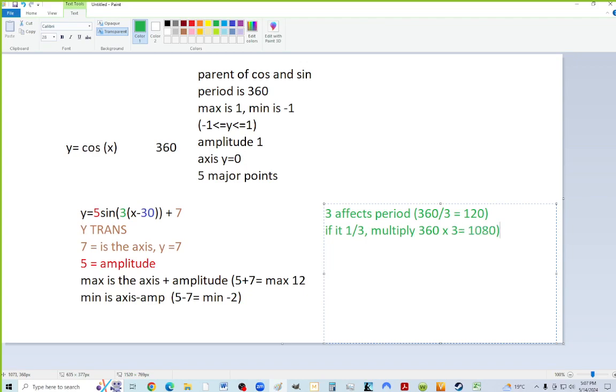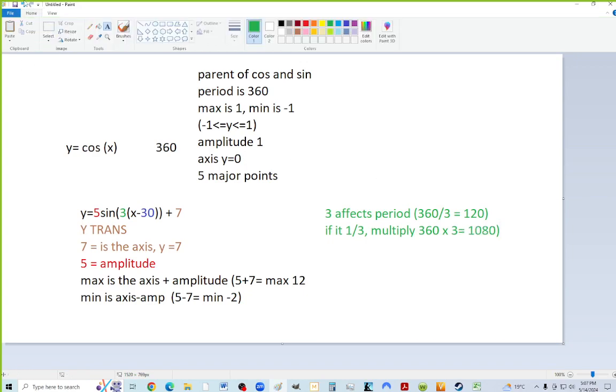That's right. Now, sometimes you're going to see it, and I'll just do it like this.